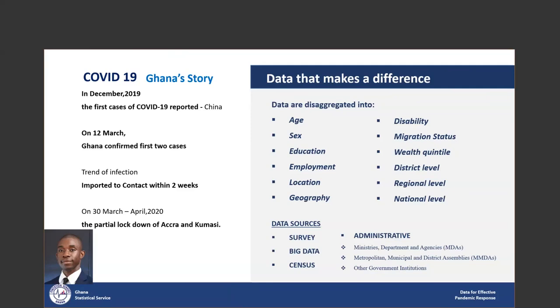In Ghana, we gathered our data based on aggregated age, sex, education, population, location, geography, disabilities, migration, wealth, districts, and regional data, and mainly our sources of this information are from surveys, censuses, and then the administrative bodies such as the MDAs and then the MMDAs.